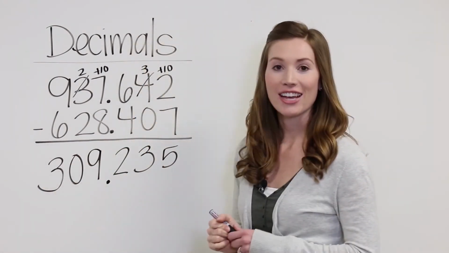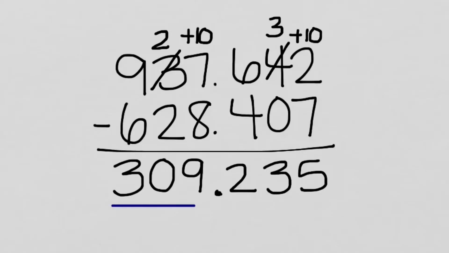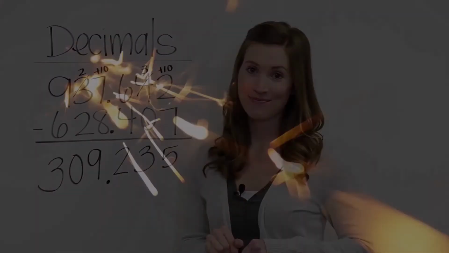Let's read our final answer, or difference, together. 309 and 235 thousandths. Great job.